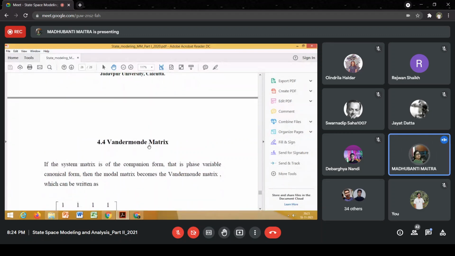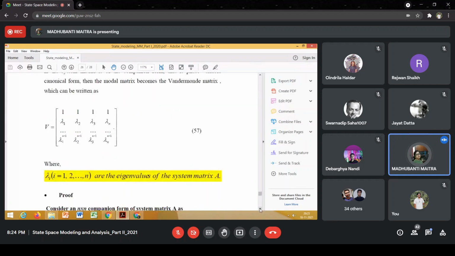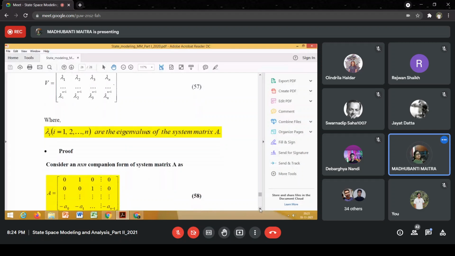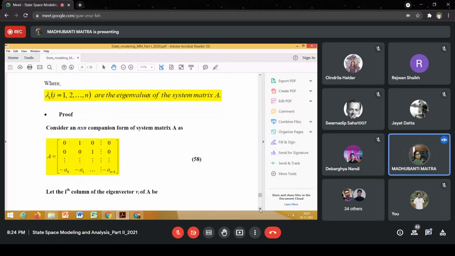This is the Vandermonde matrix, it's correctly spelled here, and this derivation is not in the syllabus. If someone is interested, you can go through this derivation.